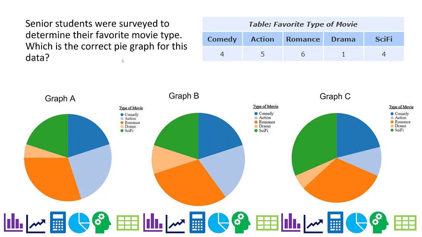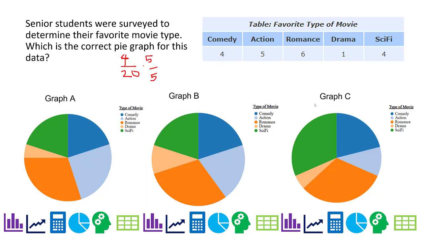So comedy is 4 out of 20, right? And 4 out of 20, by the way, nice quick trick to change this to percent. If you know 20 cents goes into $1 5 times, just multiply by 5 over 5. And I get 20%, because 4 times 5 is 20%.